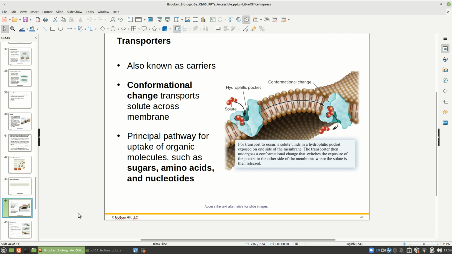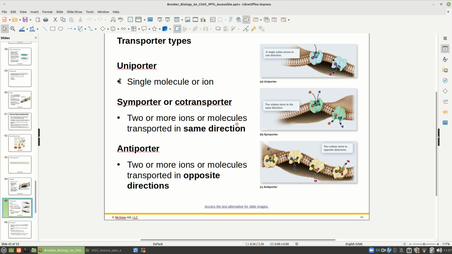And these proteins, or these pumps and pores, are often called transporters. So just realize what a transporter is. It usually gets something across the membrane. And there is a uniporter, so that is a single molecule or ion. All right, so it just moves one thing at a time.